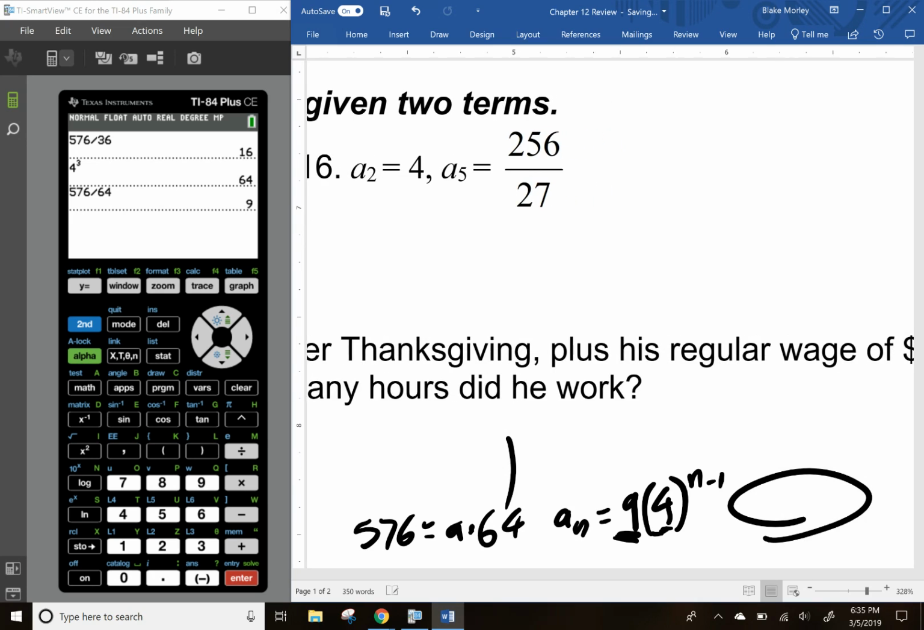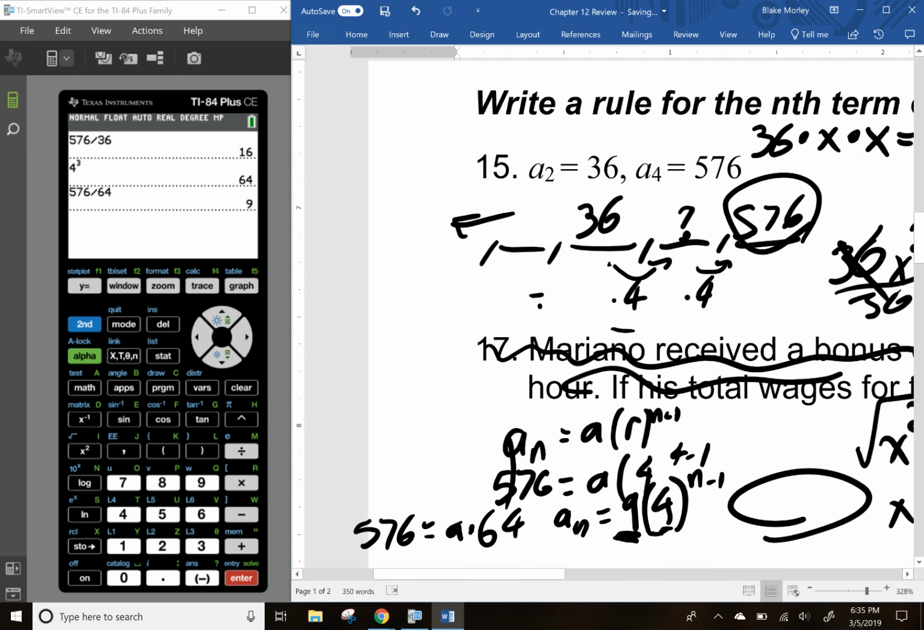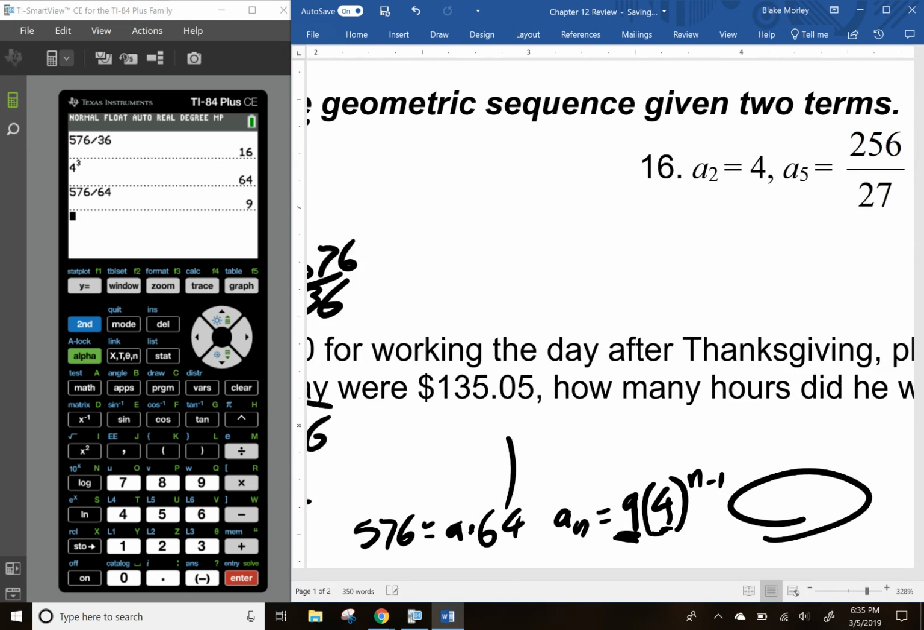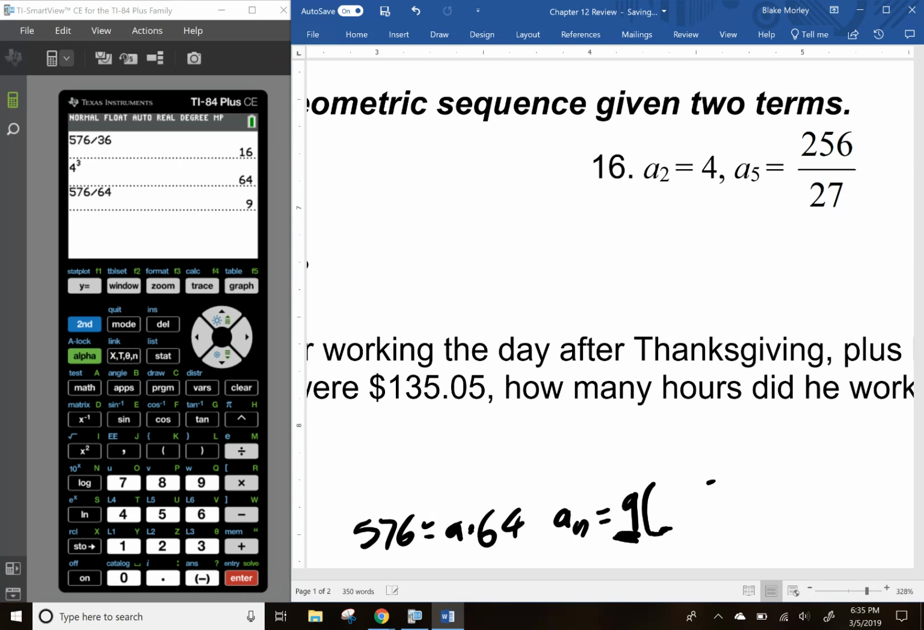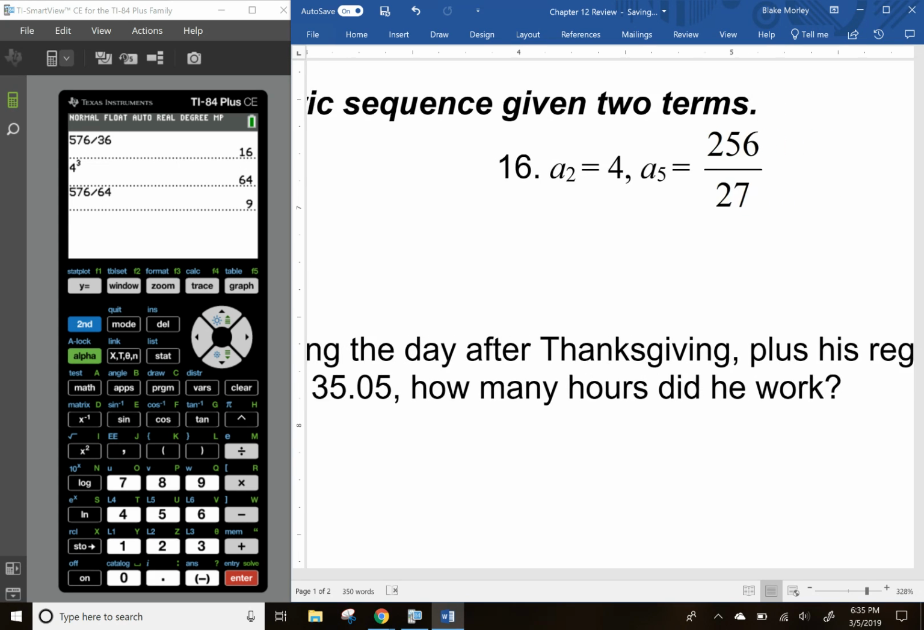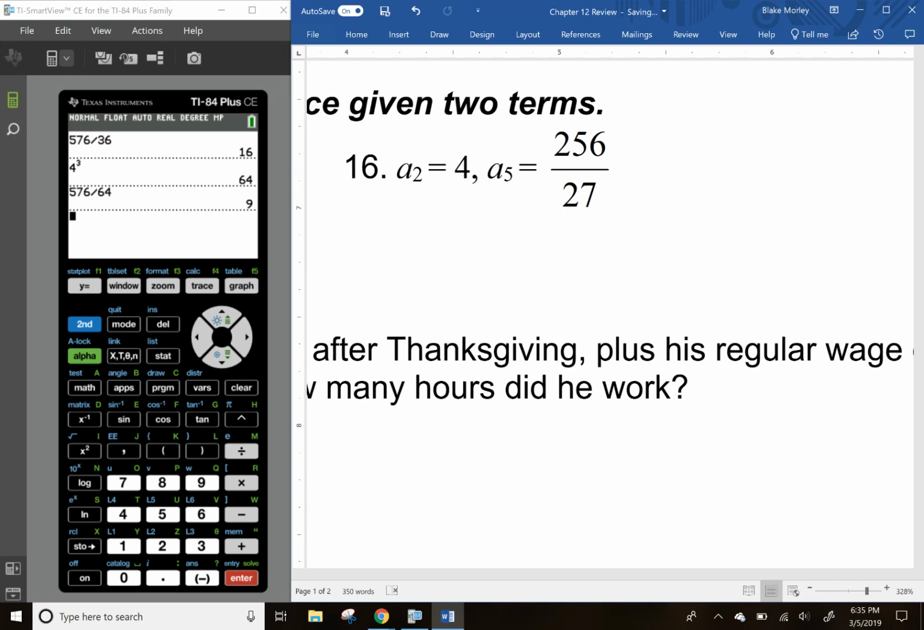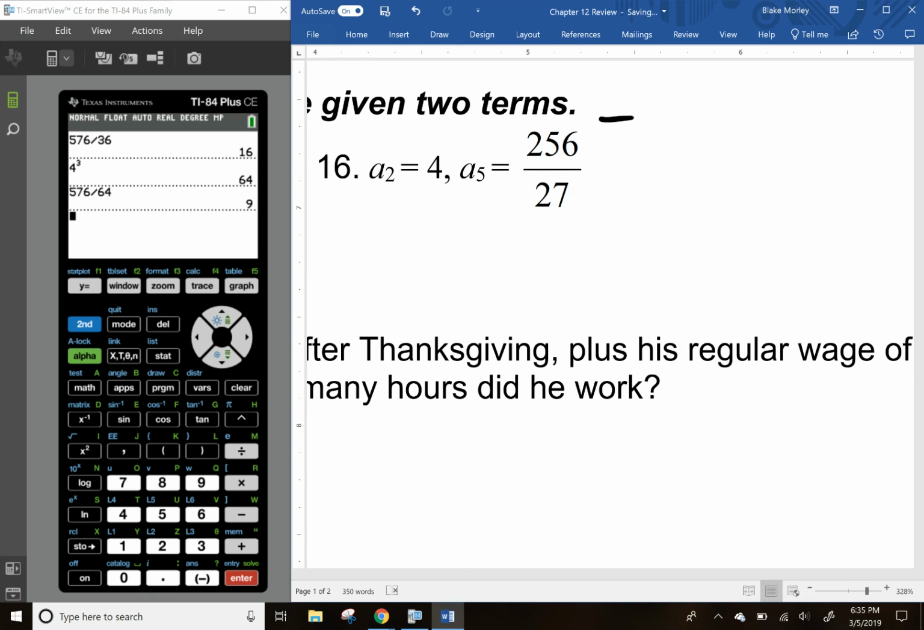Let's look at that same thing. Whoa. You guys seeing this? Okay. Let's get rid of this. Let's try this for this problem, okay? So we know the second term is 4, and we know that the fifth term is whatever that fraction is, okay?